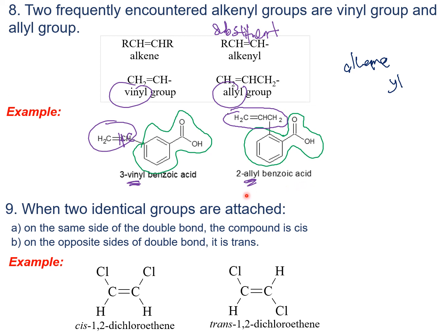Okay, next. Macam mana you nak namakan bila dia ada macam contohnya lah cis trans isomers macam ni.